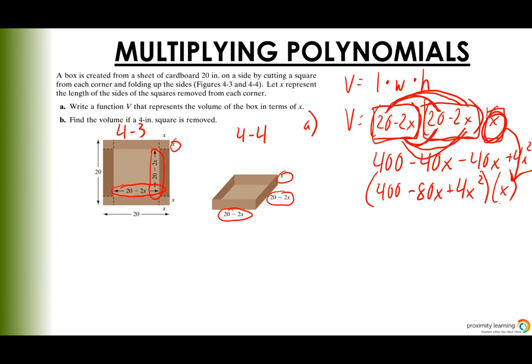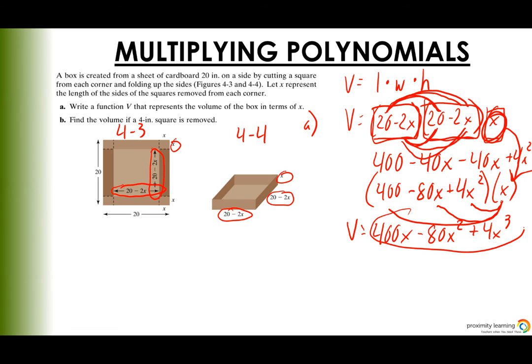So x times 400 is 400x. x times minus 80x is minus 80x squared. x times 4x squared is plus 4x cubed. So this is our function. That is it. That answers A. That is our function, that is our equation. Now what we've got to do is find the volume if a 4-inch square is removed. All we have to do is substitute 4 for x.